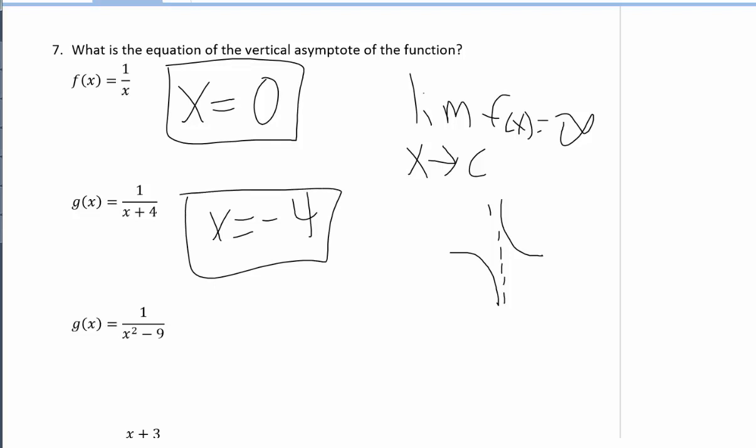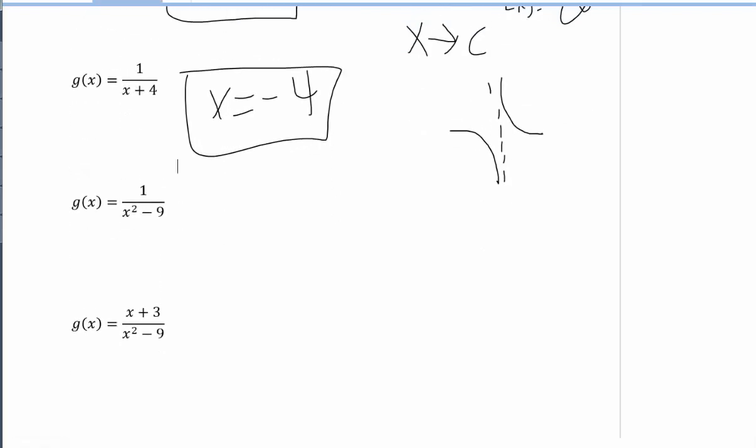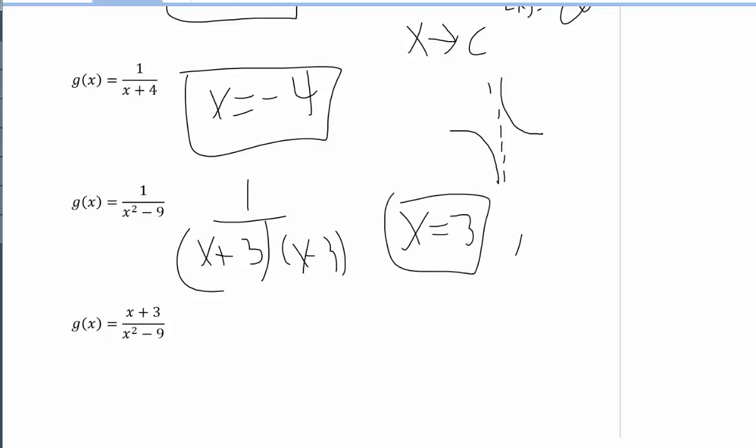Remember, vertical lines are x equals lines. This one right here, well, there's 2 if you factor it. Let's do 1 over, you have x plus 3, you have x minus 3. And so here's the thing, you get 2 vertical asymptotes, x equals 3 or x equals -3.